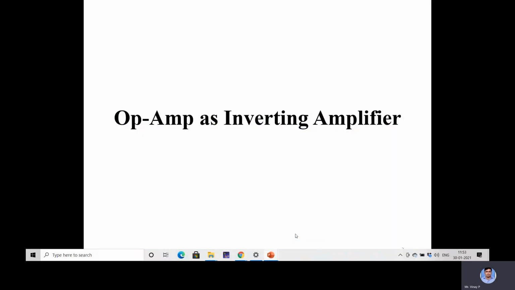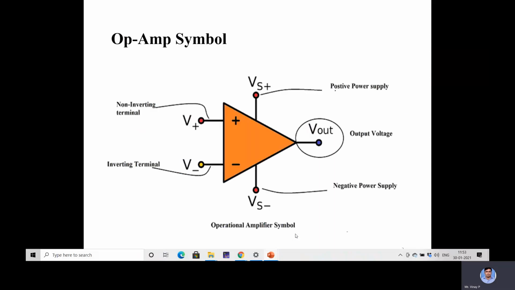The commonly used op-amp is the IC741. This is an 8-pin IC, which has two inputs, an inverting input and a non-inverting input, and one output. First we'll discuss the symbol of an operational amplifier. Then I'll discuss the circuit diagram of an op-amp as an inverting amplifier. Then we'll implement that circuit using a virtual lab.